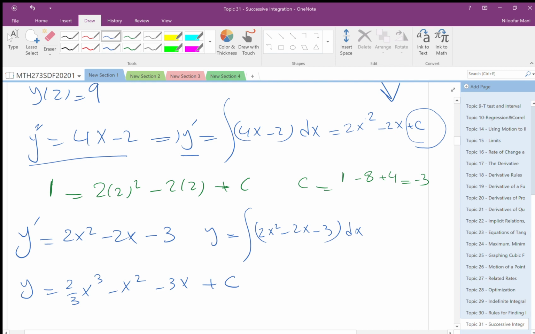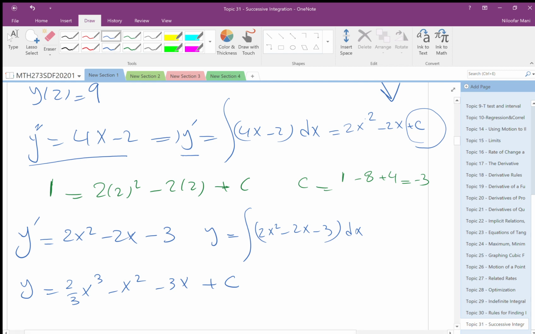I don't need to say C1, C2. I just have to keep in mind that these C are not the same. I have a C for every integration, and that means constant. But sometimes students like to use C1, C2.